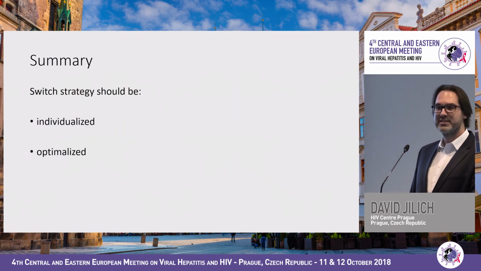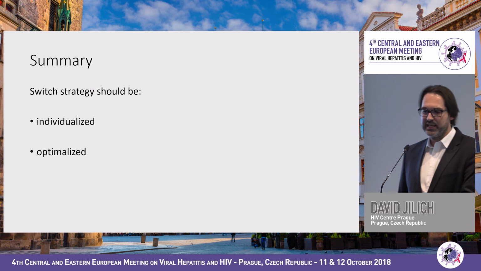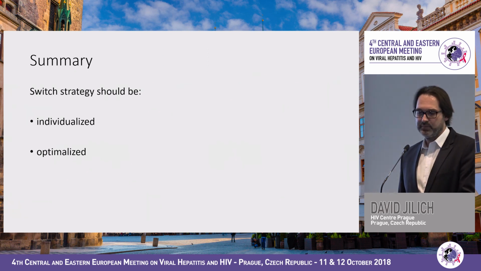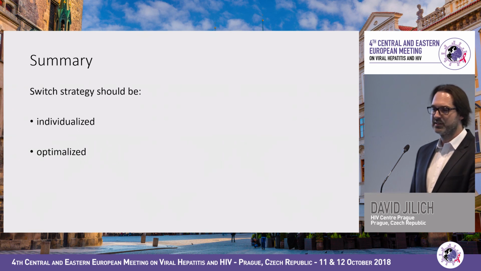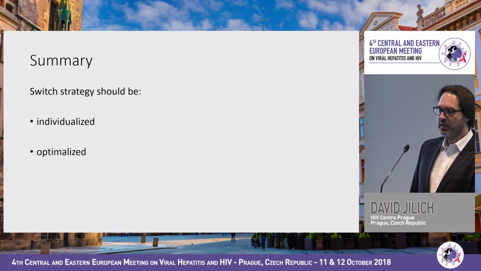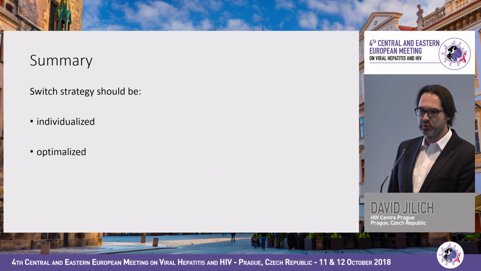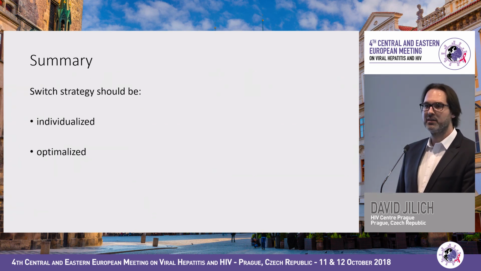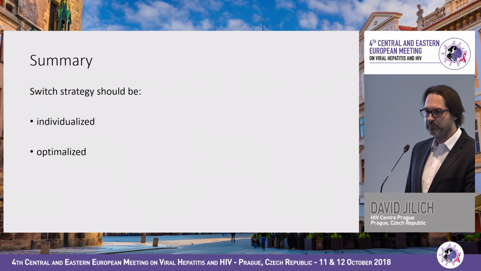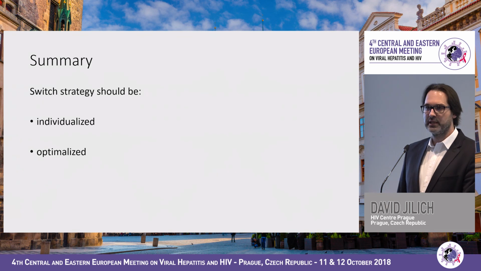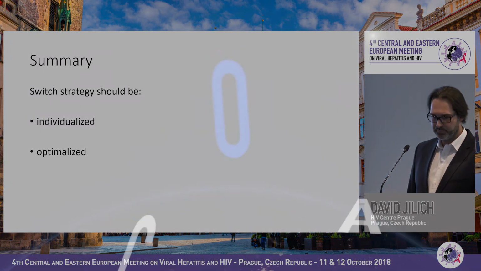So in summary, I want to say that a strategy for switching a virologically suppressed patient should be a combination and balance of the most recent data we have. We should also use available guidelines, but also an individualized approach to the patient and our clinical experience. Thank you.